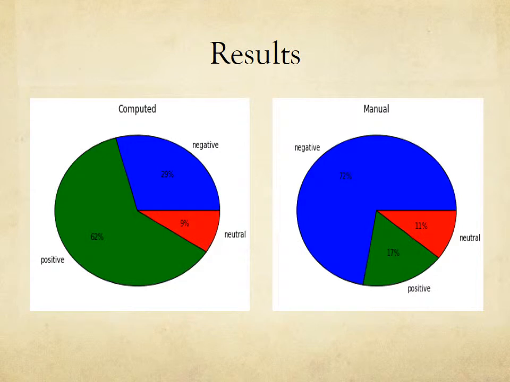I created some pie charts for easy visualization of these results. The computed sentiment analysis found that 62% of these reviews were positive, that only 29% were negative, and 9% were neutral. However, my results found that out of these exact same reviews, 72% were actually negative, while only 17% were positive and 11% were neutral.